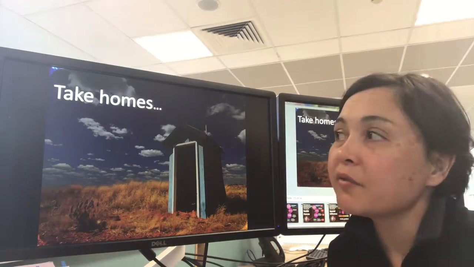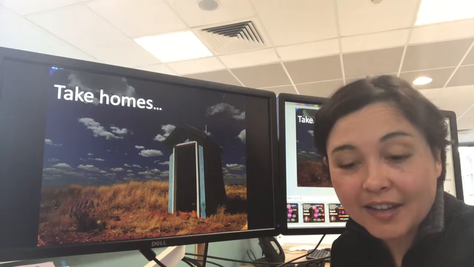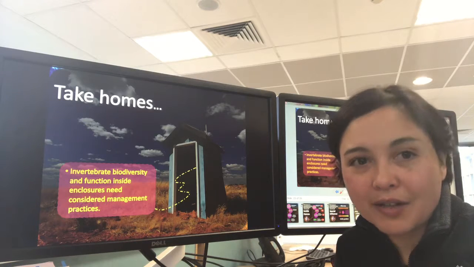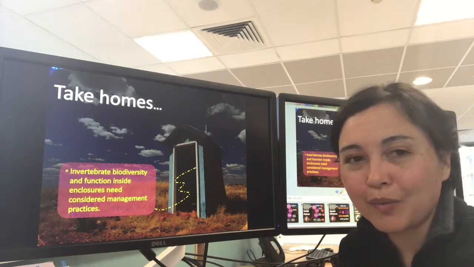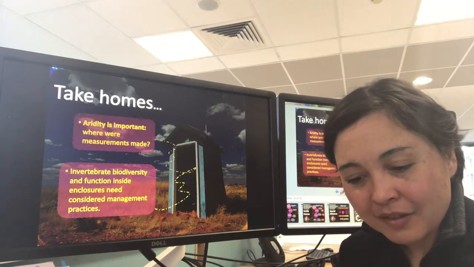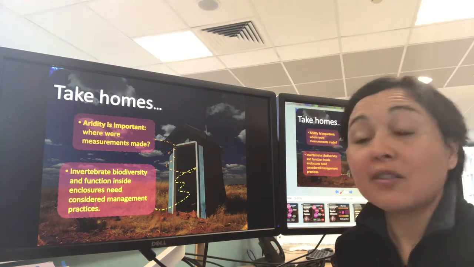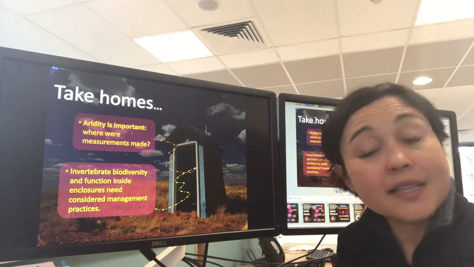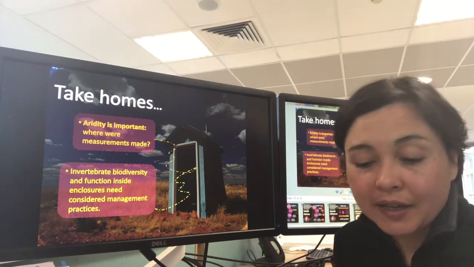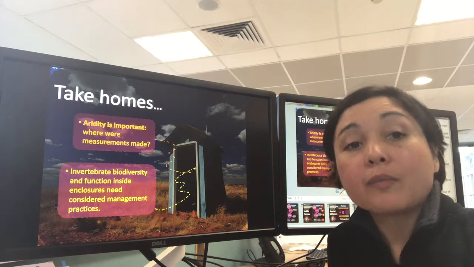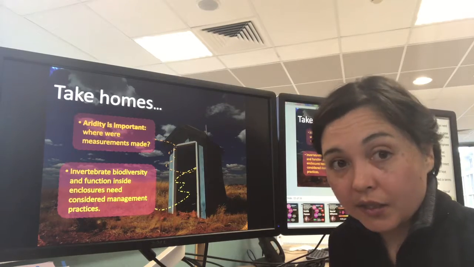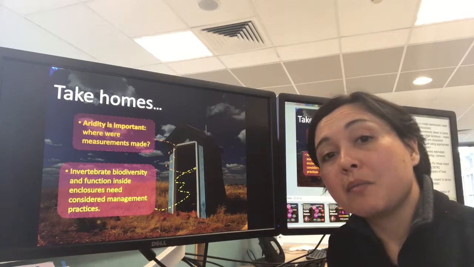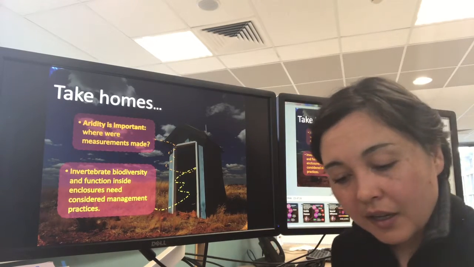So the take-home messages from the thesis that I'd like you to have are that invertebrate function and biodiversity in site enclosures should have considered management practices. Obviously, one thing doesn't fit everybody. So one of the important things that we found is that aridity is very relevant. Measurements taken in some places might not translate to other locations, so we need to make sure that when we use variables such as climate, we are using them consistently across different sanctuaries. So don't use a moderate response in an extreme environment, for example.